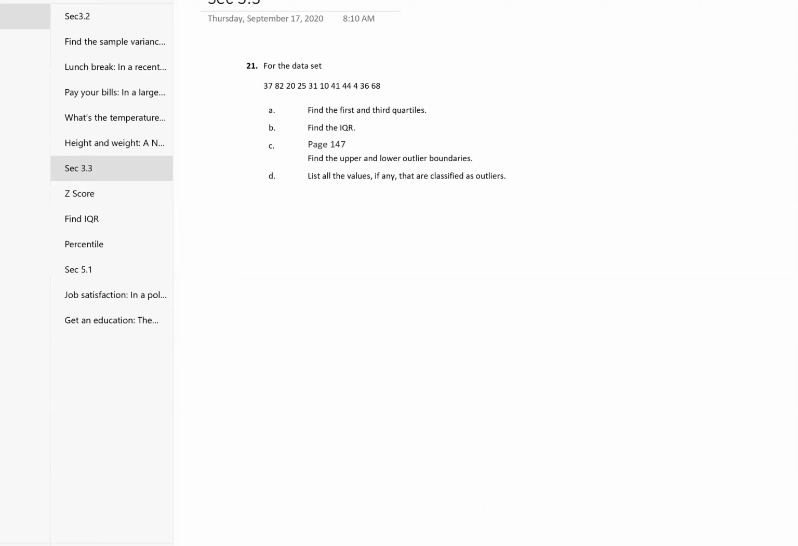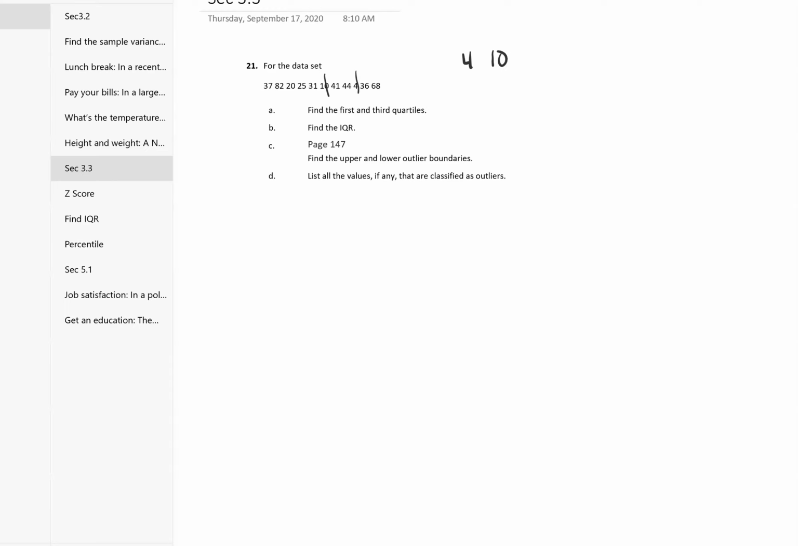All right, let's try this one. For the data set, find the first and third quartiles. First thing I have to do is put the data in order. So the smallest number is a 4. Takes care of that one.